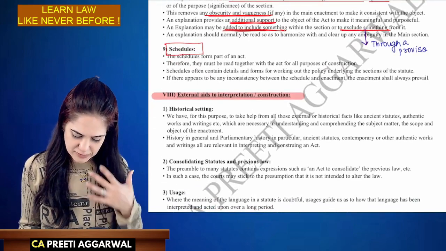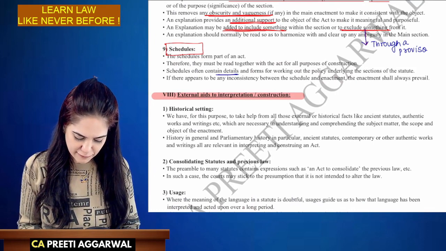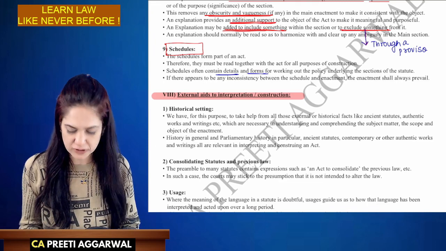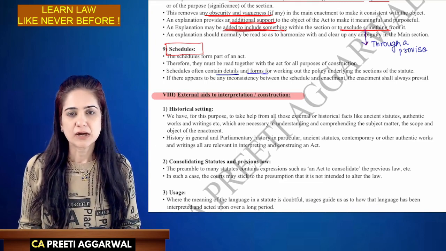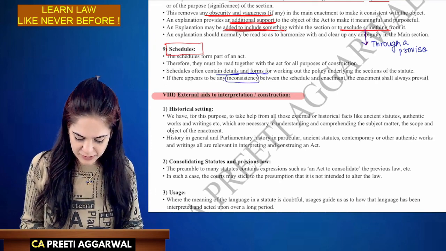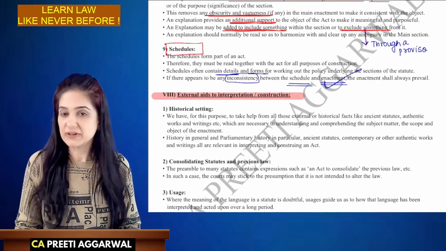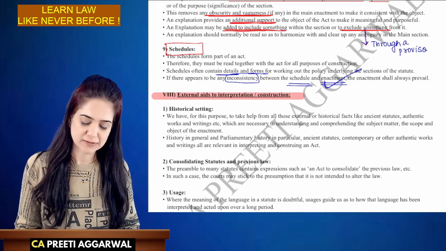Okay, so it helps us to provide more details and forms for the working of the section. If there is inconsistency between the schedule and the enactment, the enactment will prevail always.